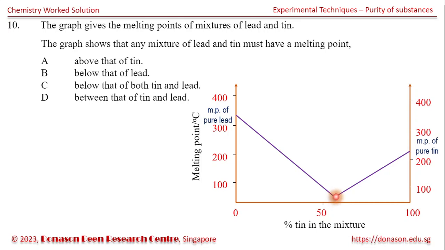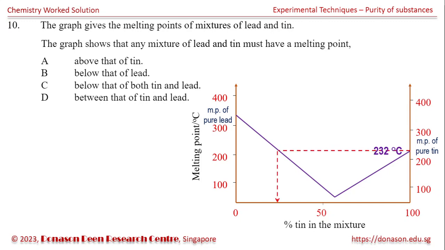Beyond this percentage of tin, the melting point starts to increase again till it reaches 100% of tin. We can see that at this point, the melting point of the alloy is actually the melting point of pure tin. This temperature is about 232 degrees Celsius.